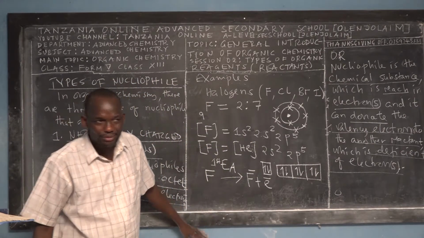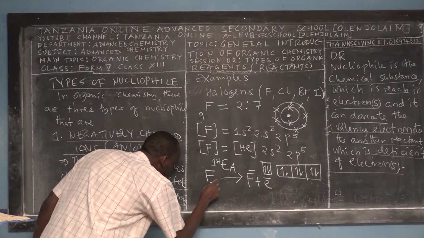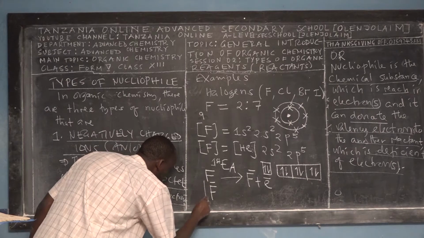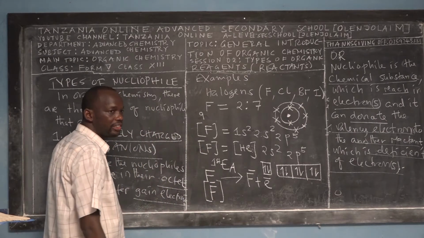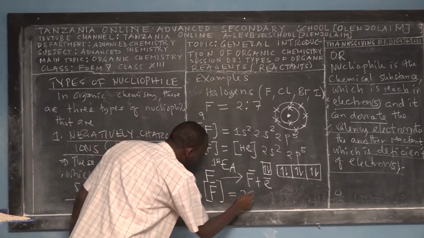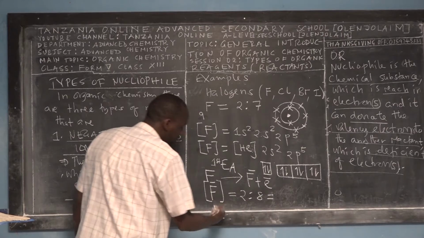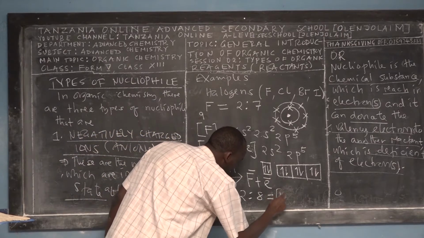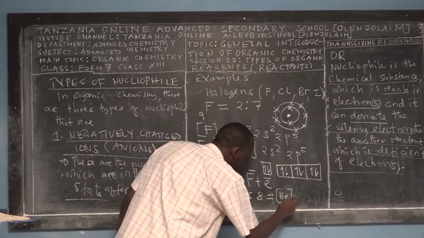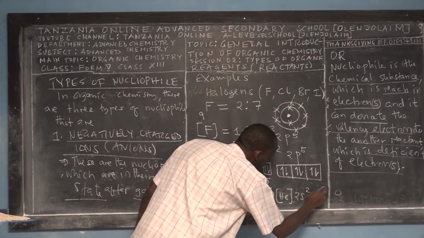Right? So it means that if we write the electronic configuration of the fluorine ion, this one now will be 2:8. This is the fundamental electron configuration. So it will be like this: this is helium, and this is 2s, and this is 2p to the power 6.